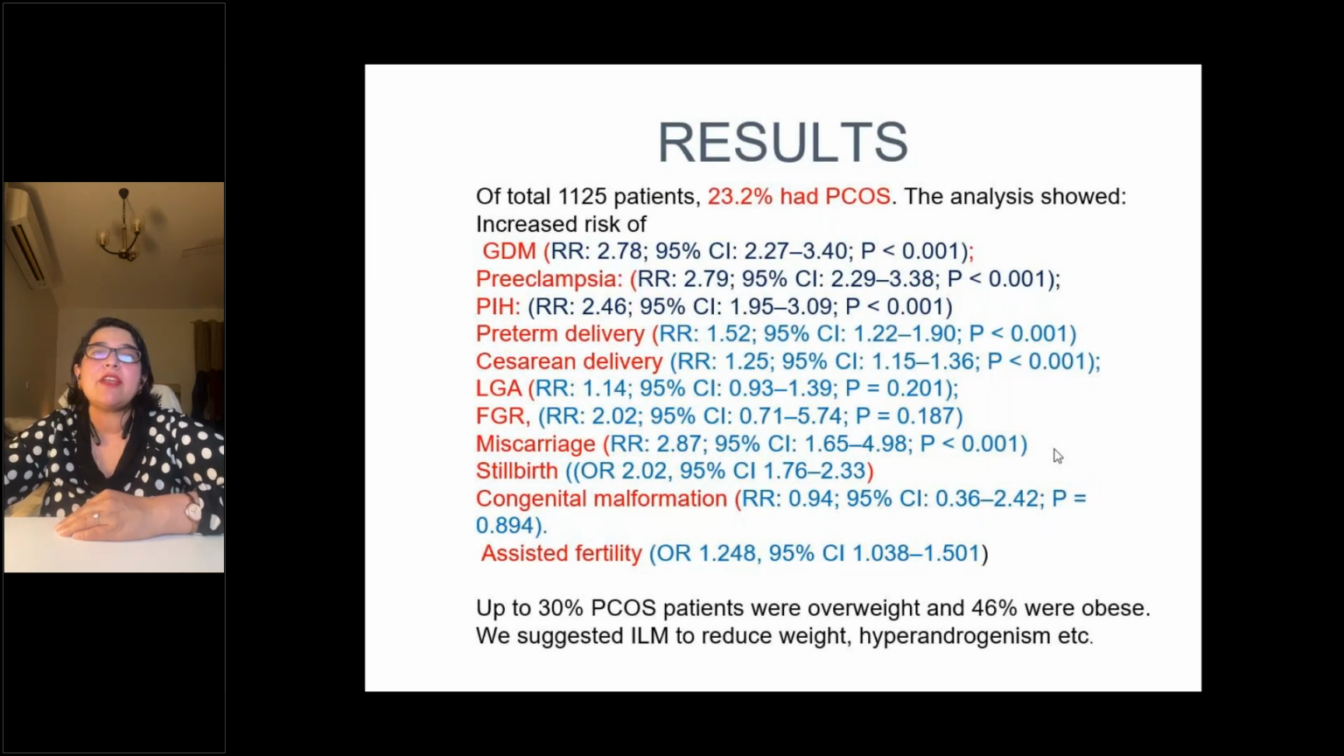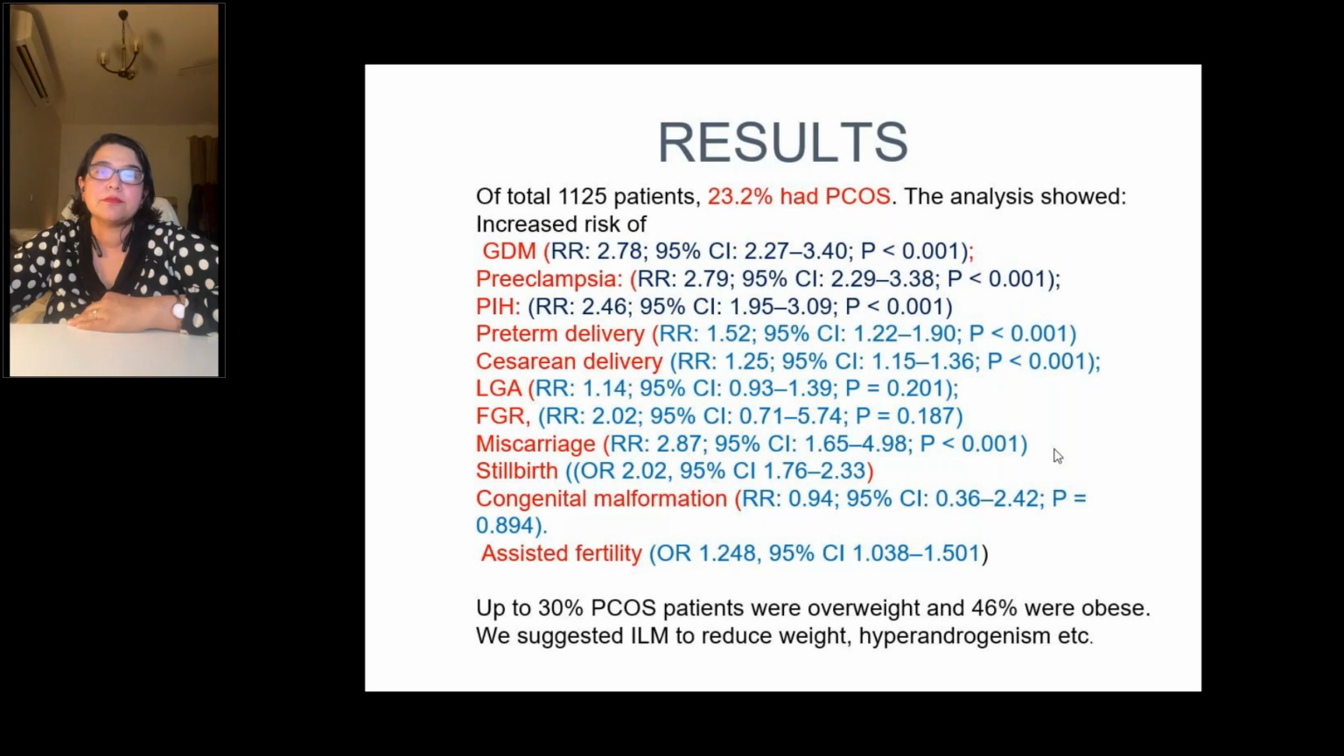Up to 30% of the PCOS patients were overweight, and 46% were categorized as obese. We also suggested they have an integrated lifestyle modification to reduce the weight and the hyperandrogenism and the other co-parameters also. So in the last of the discussion, next slide please.